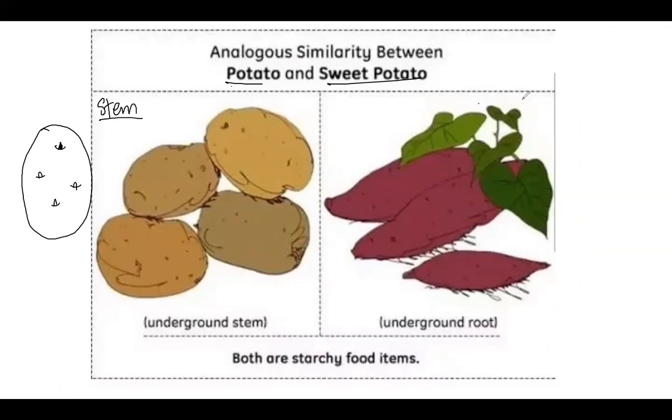And sweet potato is a modified root. Okay? This way you studied in class 11. It's okay if you don't remember. But what's the function of both? Both of them store starch, meaning food. Right? So the function is similar. But if you look at the structure of the potato and sweet potato, their structures are different. One is a modified root and the other one is a modified stem. So these are examples of analogous organs.